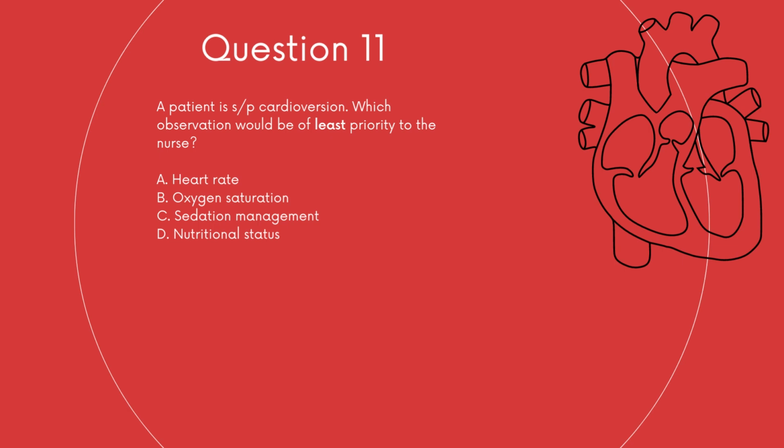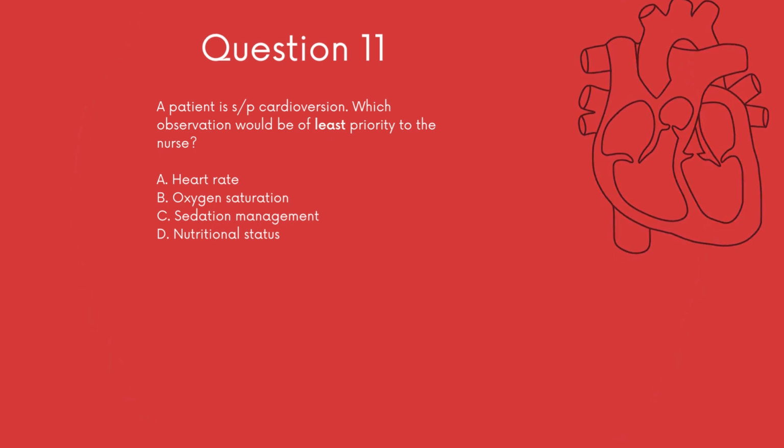We want to think about what's most important after this procedure. And the answer would be which is least important. So we have four options: A, heart rate; B, oxygen sat; C, sedation management; and D, nutritional status. Give yourself a minute, look at these options, see which you think would be of least importance to someone who is post-op cardioversion.